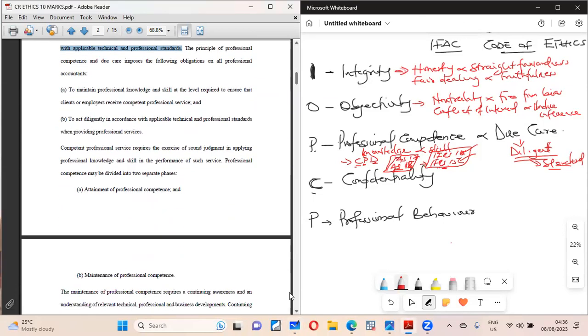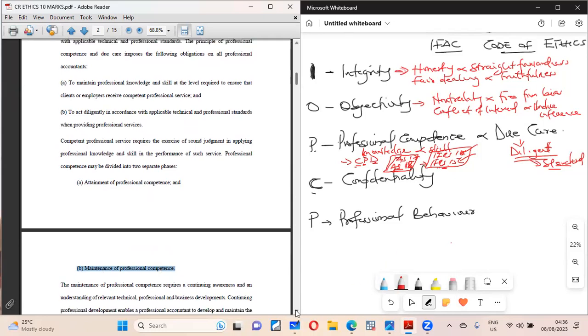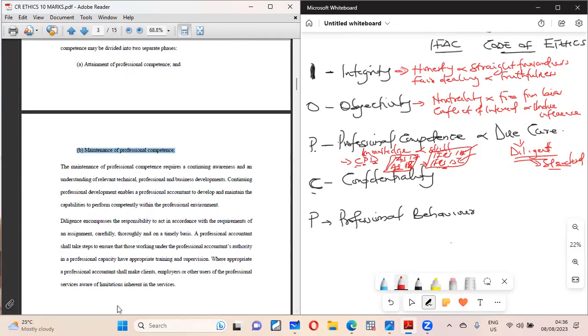I've mentioned here, you need to obtain the competence and also maintain the competence. Obtaining the competence is what you are doing. You are learning to go and write the ICA exam. That is you obtaining the competence. When you finish, you now maintain the competence. So continuous professional development, being aware of new changes that are happening. All right, so I've explained these things here, and I've also explained diligence, you having the responsibility in accordance with your assignment.